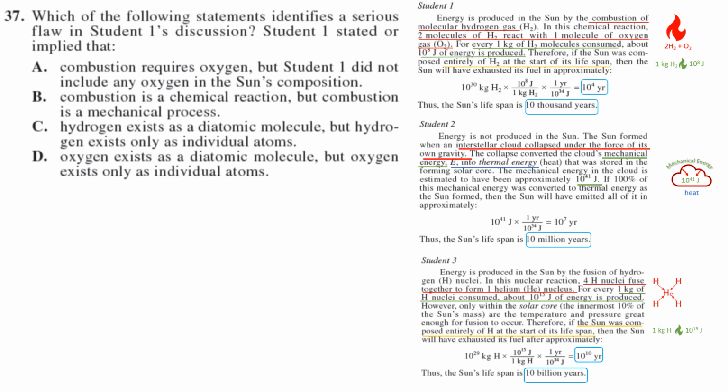Which of the following statements identifies a flaw in student 1's discussion? Actually, we already noticed that flaw when we were breaking it down. Combustion requires oxygen, but student 1 did not include any oxygen in the sun's composition. He says it's entirely hydrogen at the start of its lifespan, so oxygen just magically appeared from somewhere. So your answer is A.